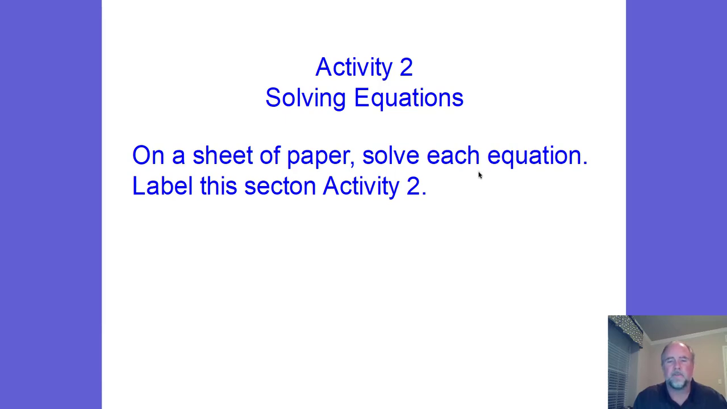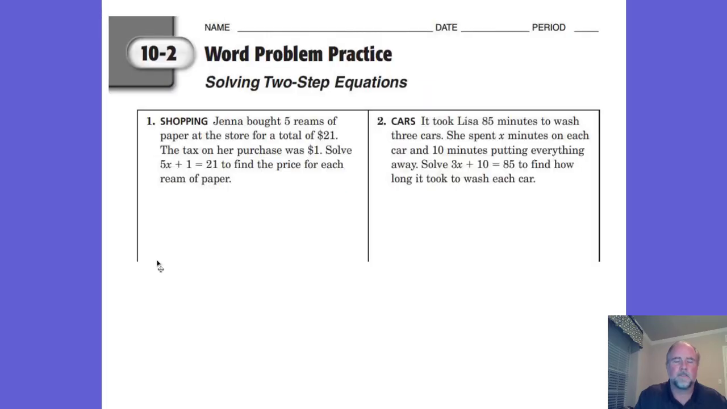So if you've already done activity number 1, put a line underneath it, okay, and then title this activity number 2. So let's look at these problems. So here is the first two that I want us to look at. So this first one says, it's a shopping problem. It says, Jenna bought 5 reams of paper at the store for a total of $21. The tax on her purchase was $1. Solve 5x plus 1 is equal to 21 to find the price for each ream of paper.